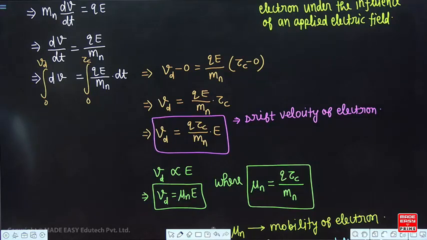Achilles, even if there is no impurity, still collision will take place because the material would definitely be at a certain temperature, and at that temperature there would be atomic vibration. So electrons would be colliding with that atomic vibration. Yes, if you assume that your material is at 0 Kelvin, then obviously there will not be any collision.